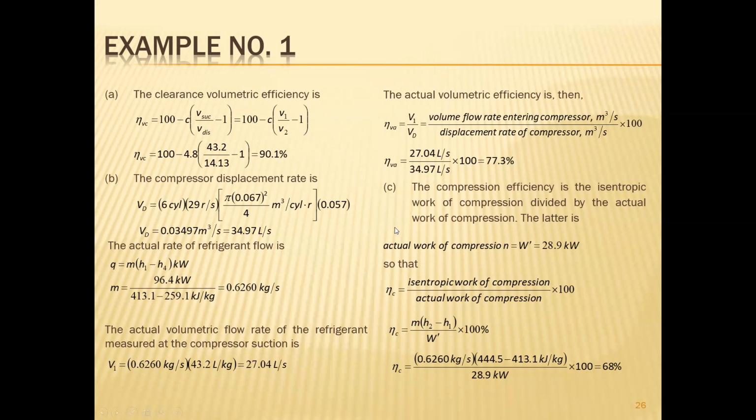Okay, letter C. The compression efficiency is the isentropic work of compression divided by the actual work of compression. The actual work of compression, W prime, is 28.9 kilowatts. So η sub C is equal to the isentropic work of compression divided by the actual work of compression times 100%, which is m times (h2 minus h1) over W prime times 100%, or 0.6260 times (444.5 minus 413.1) over 28.9 times 100%, which is 68%.